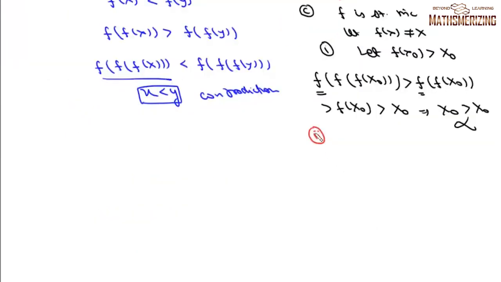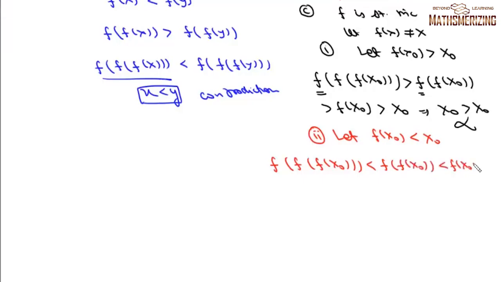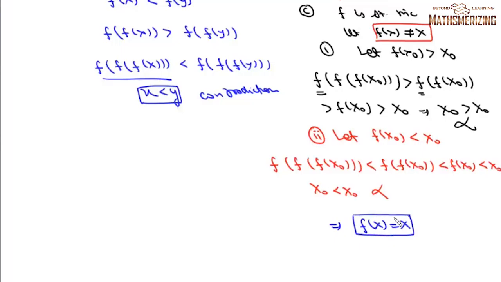If we consider the second case, when f x naught is less than x naught, again we can say f of f x naught will be less than f of x naught, which is less than f x naught, which is less than x naught. So again we get this condition that x naught is less than x naught, which again is impossible, which simply means that our supposition is wrong. That means in this case f x must be equal to x, and that's your part C.